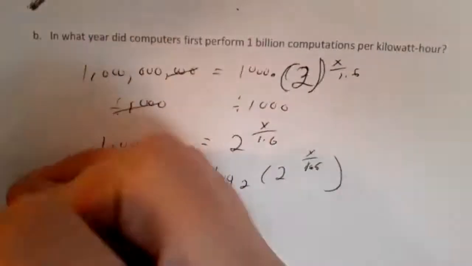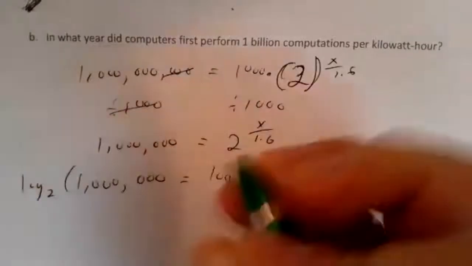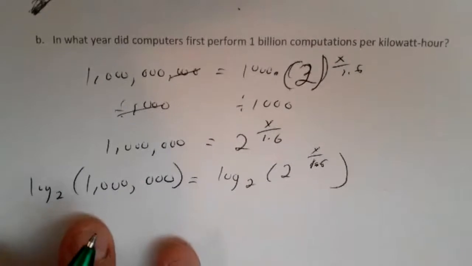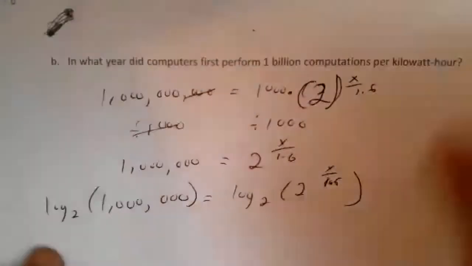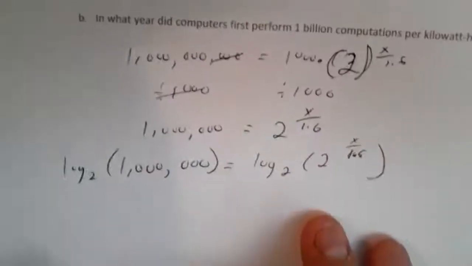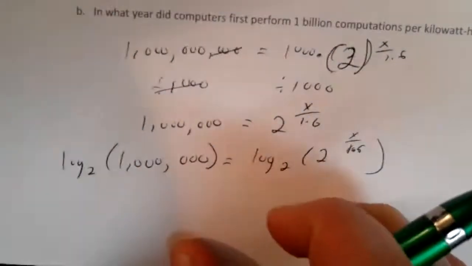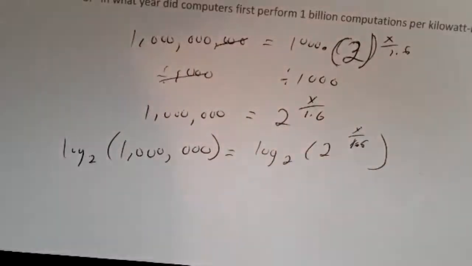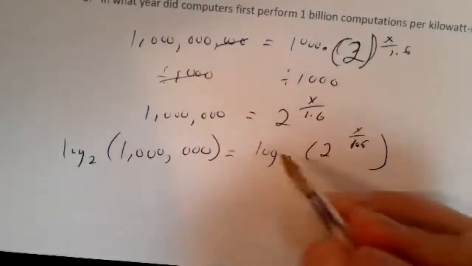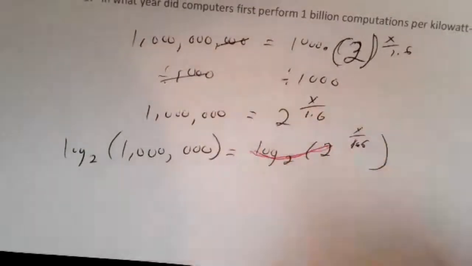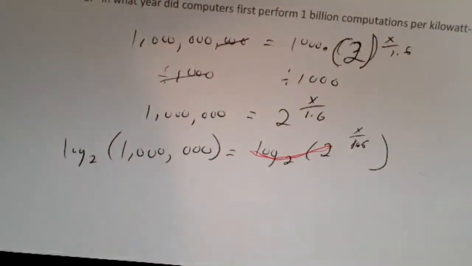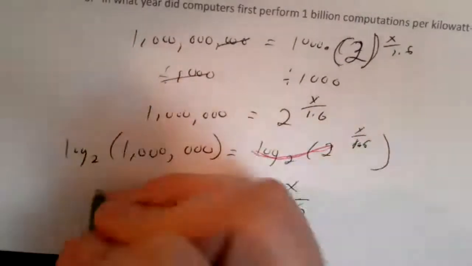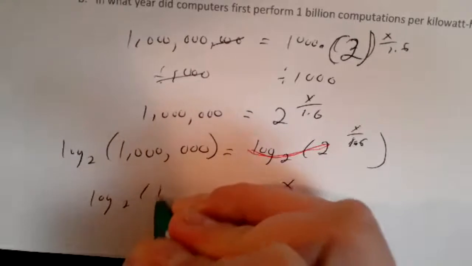So I took a log base 2 of that side. I should also most definitely take a log base 2 of that side. I'm doing the same thing to both sides, so I'm not changing anything. Okay, so log base 2 of 1,000,000, and then we have this as log base 2 of 2 to the something. We took this log base 2 so that these two things would simplify out. And so now this looks like x divided by 1.6. This looks like log base 2 of 1,000,000.